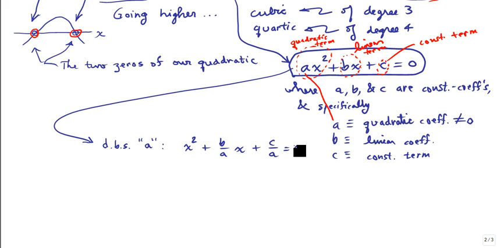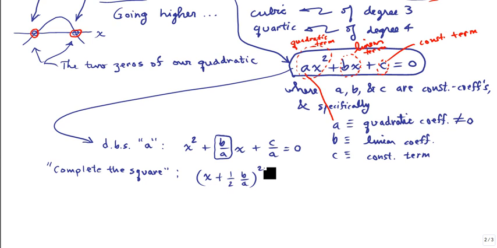Now what I would do next is use the method that I referred to earlier, known as completing the square. To do that, we take the x squared term, which I write as x, and then take half of the second term. So I've taken x plus one half of that other term, b over a, and then I'm going to square that.